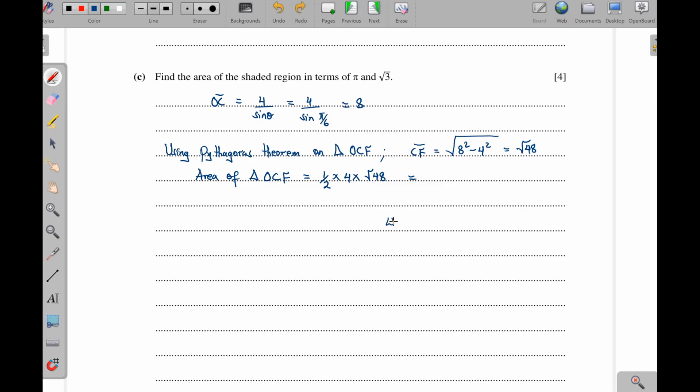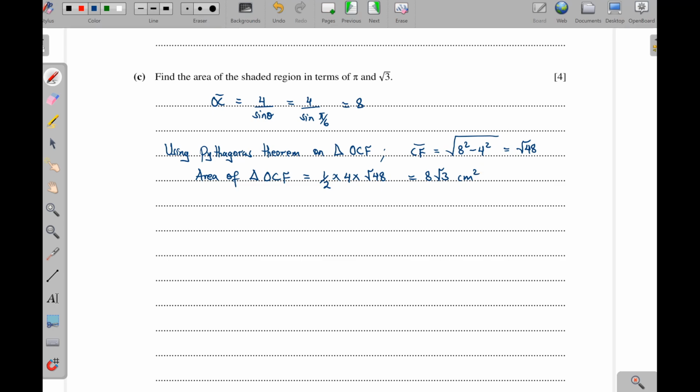But root of 48 is the same as 16 times 3. So this will be root of 16, that is a 4. So you have 4, then root of 3, okay? Then there is a 2 here, so times this, that will be 8 root of 3, not so? So I'm going to keep 8 root of 3. These are centimeters squared.